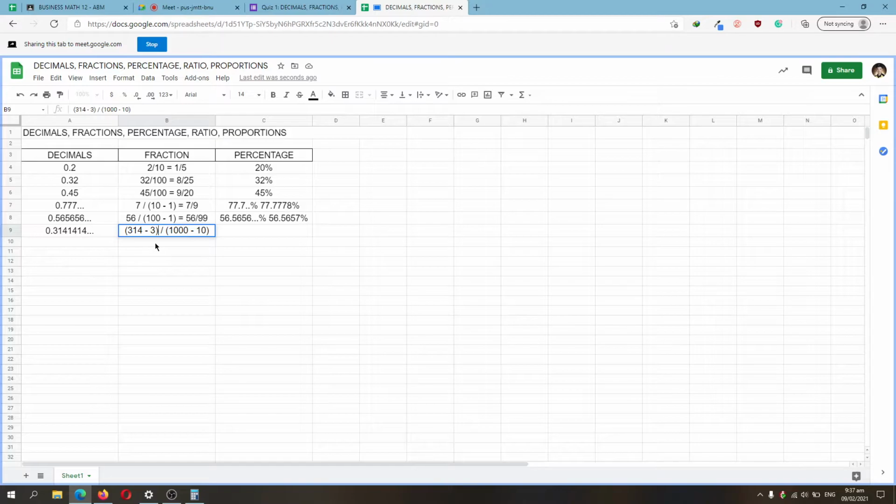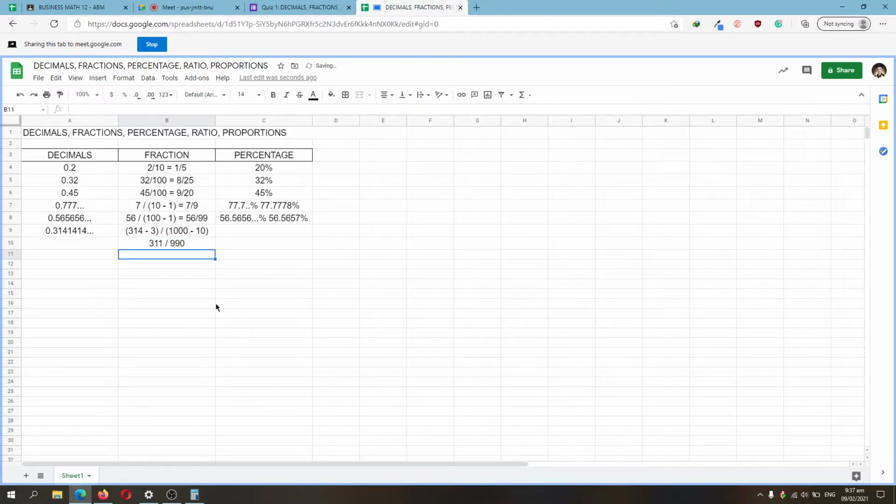So, simplify natin ito. Ano magiging sagot? That is 314 minus 3, that is 311 over 1,000 minus 10, that is 990. Tanong, pwede bang i-lowest term yung 311? Try natin sa 3. Hindi pwede. Try natin sa 5. Hindi rin pwede. So, that is the lowest term. Ngayon, gawin nating decimal or percentage. Paano mo gagawing percentage?